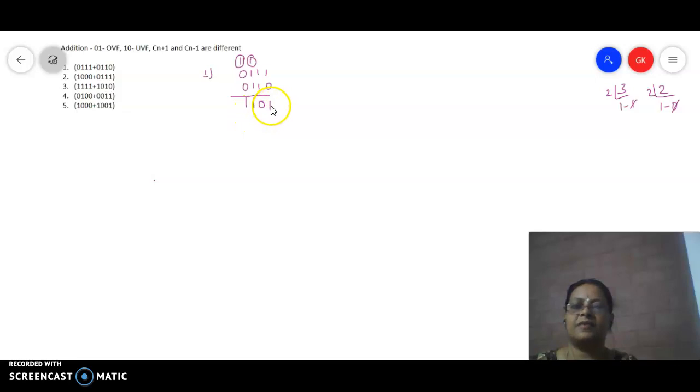Now we will check it with the decimal equivalent. Here is how you interpret the number. The first bit is the sign bit. 0 means it is a positive number, and 111 is nothing but 7. The next number, 0 is plus, and 110 is 6. So when we add plus 7 and plus 6, we are supposed to get plus 13.